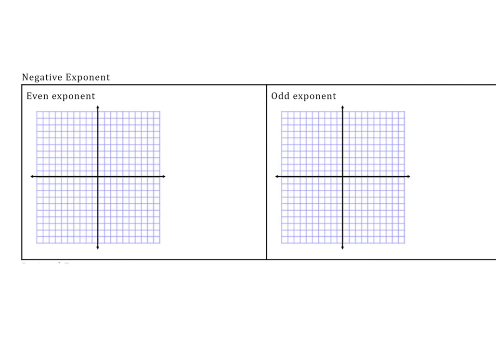Okay, now looking when the exponent is negative. So if I have ax to the power of negative 2, negative exponents we would send to the denominator, and they become positive. If I have ax to the negative 4, that would be a over x to the fourth.